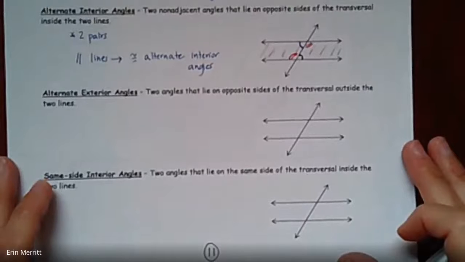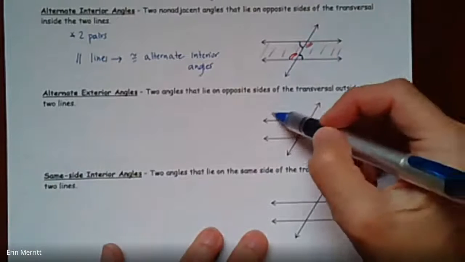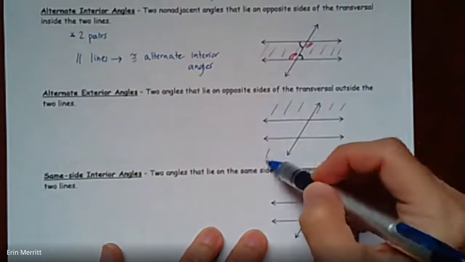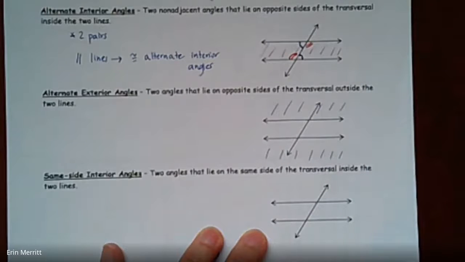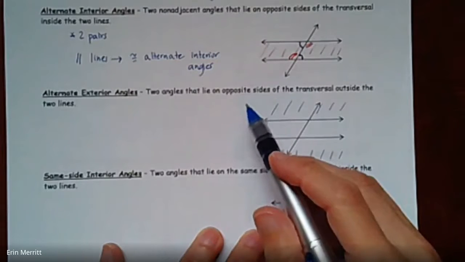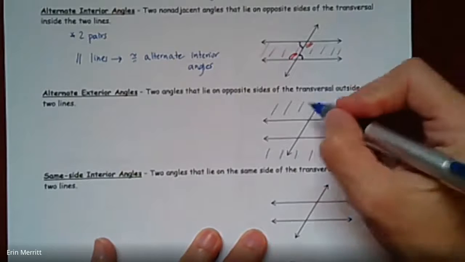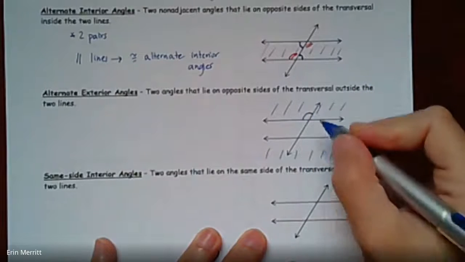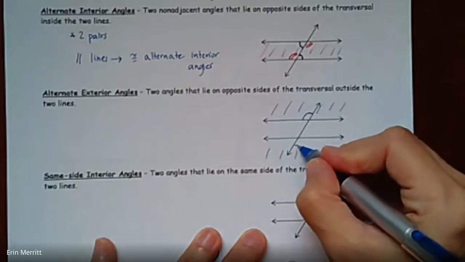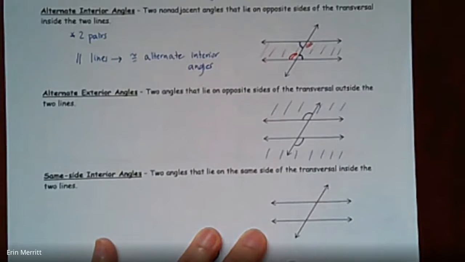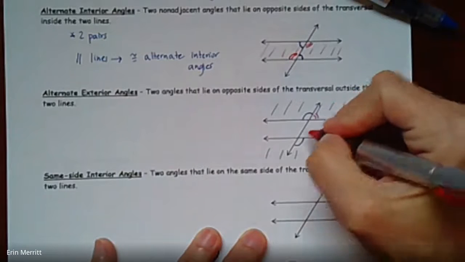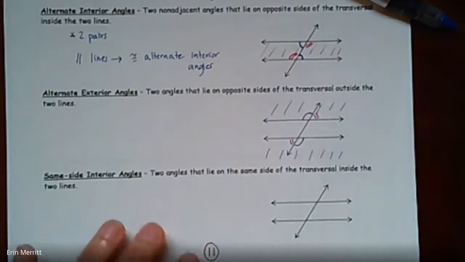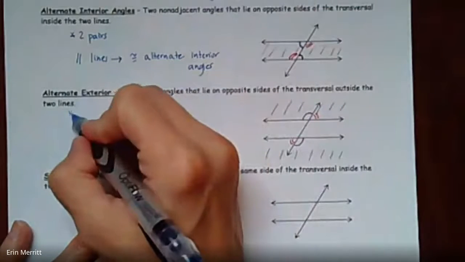Next is alternate exterior angles. Exterior means we're on the outside of the parallel lines, on opposite sides of the transversal. So if I go from the top left all the way down to the bottom right, that would be an alternate exterior angle to that top one. And I could make the same argument with these two here. So there are two pairs.